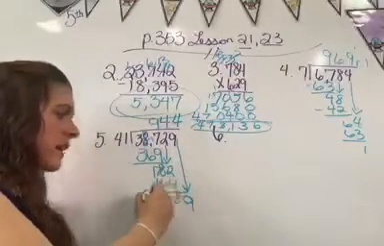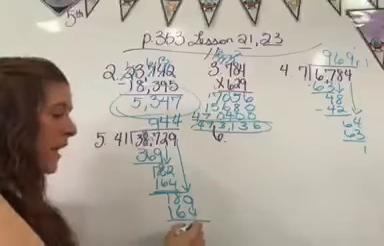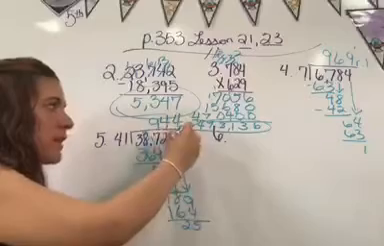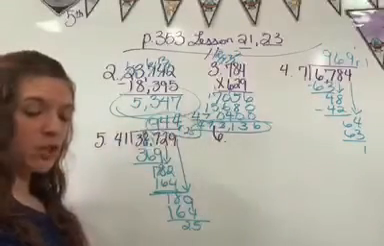So that 4 times is going to be 164 like it was last time. Then we subtract. 9 minus 4 is 5. 8 minus 6 is 2. So that's why your remainder is 25. Okay? It says on number 6, we need to check problems 4 and 5.